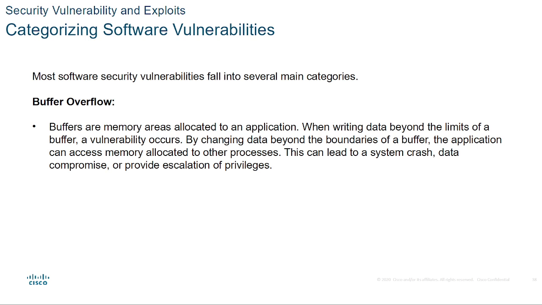So most security vulnerabilities fall into several main categories. One of them is buffer overflow. Buffers are memory areas connected to an application. When writing data beyond the limit, by changing data beyond the boundaries of a buffer, one can access memory. This can lead to a system crash, data compromise, or violation of privacy.